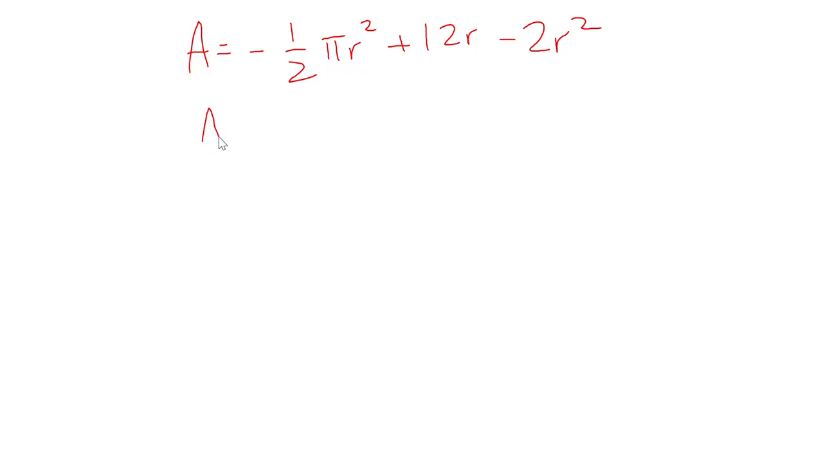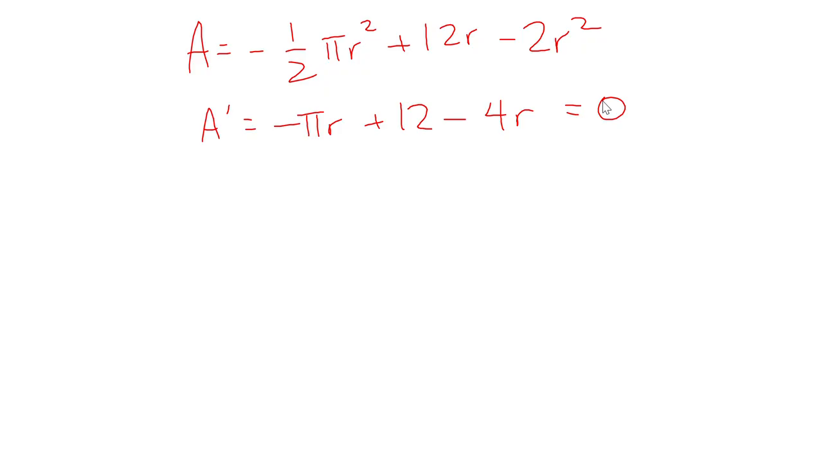So we'll put this on a new page so we can take its derivative. I'll rewrite that. The area is negative 1/2 pi r squared plus 12r minus 2r squared. So A prime should be, well, if we do negative 1/2 pi r squared and multiply by the 2 there, we get negative pi r using the power rule, plus 12 minus 4r. So we just want to set this equal to 0 because it's clearly never going to be undefined.